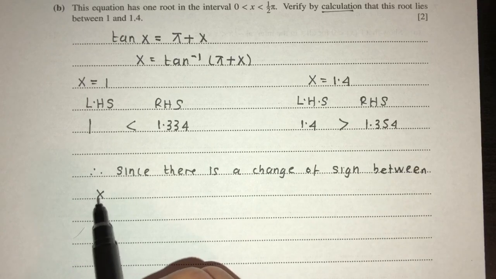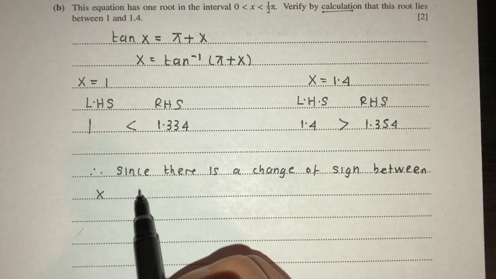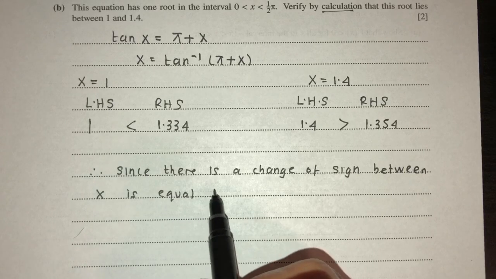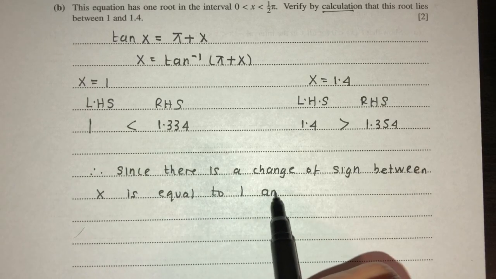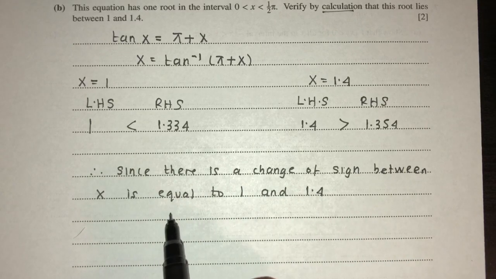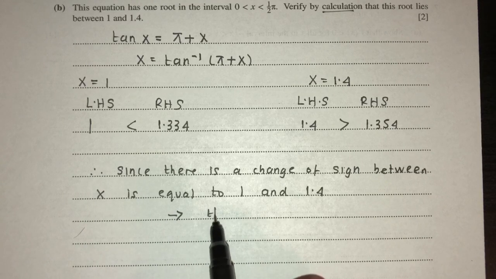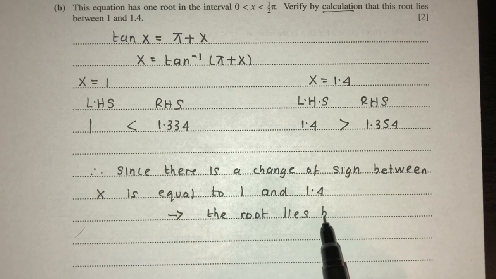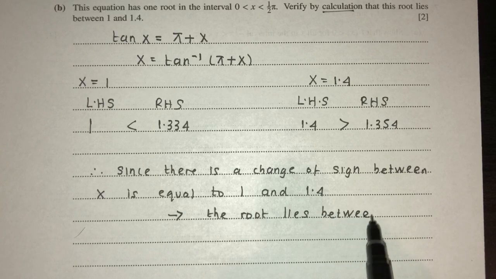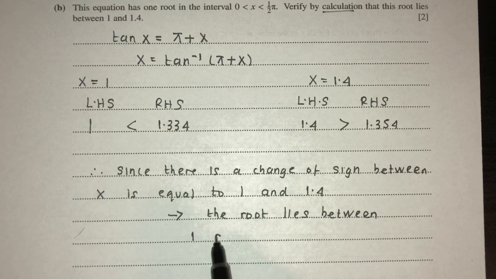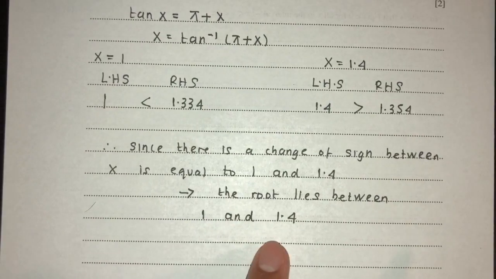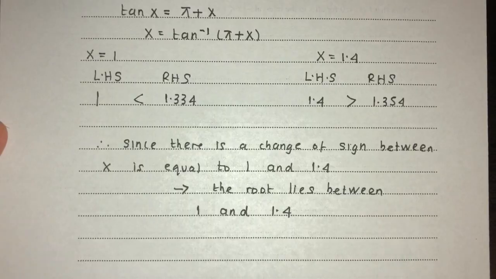between x equal to 1 and 1.1, it means that the root lies between 1 and 1.4, sorry. Because of this change of sign, it validates that it is between those two. That will be part B.